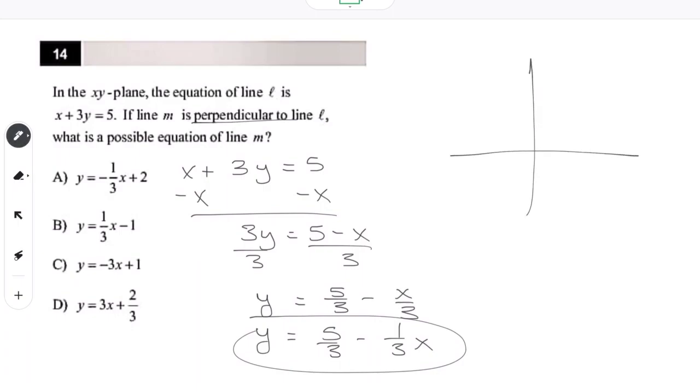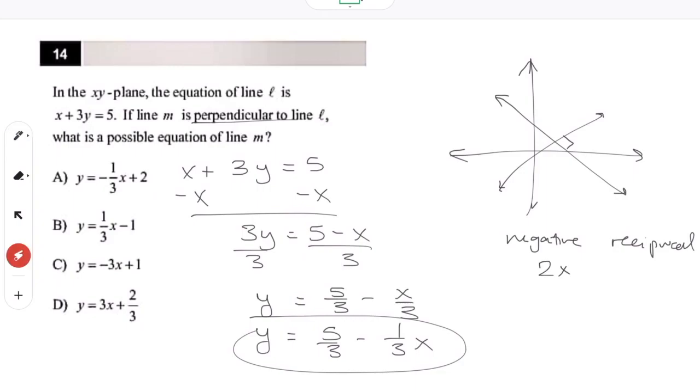So when we know there's a line in this graph, a perpendicular line would look something like this. And a perpendicular line, as you know, would make a 90-degree angle, which means that whatever slope this is, the perpendicular slope is going to be the negative reciprocal. In other words, say if the slope of this line was 2x, therefore the perpendicular slope of this line would be negative 1 over 2x.